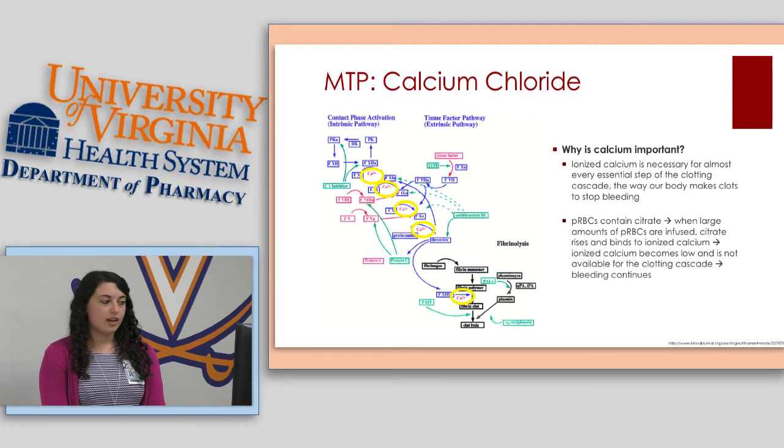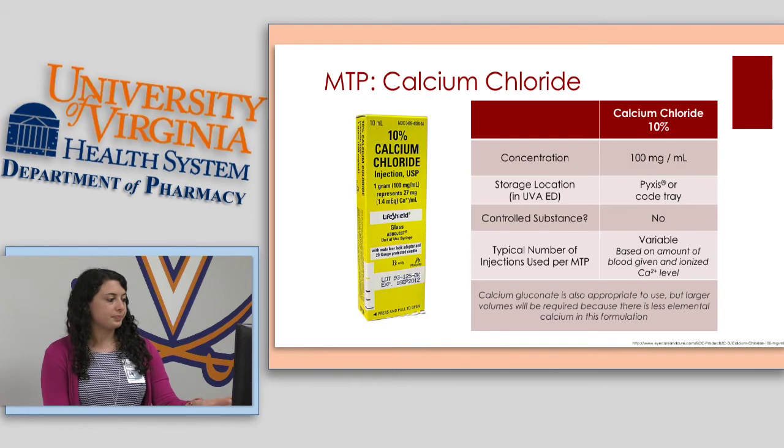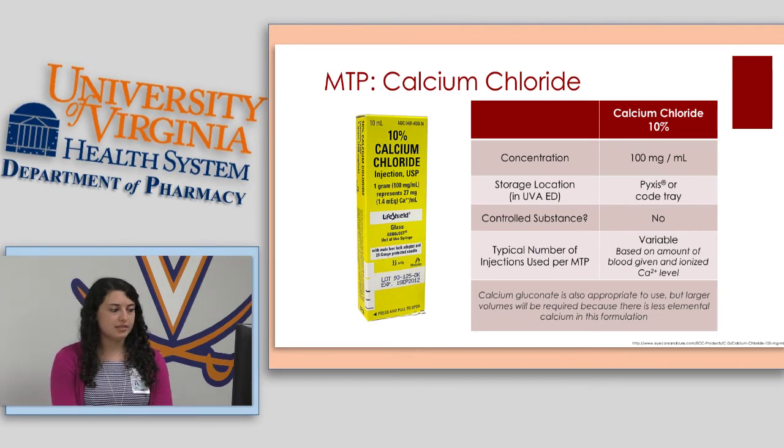So when we give calcium chloride to the patient, we are replacing that ionized calcium store, and then they are able to continue down the clotting cascade, and the bleeding will stop. And so this yellow box is the same box you would see in our code carts, and this is what we would use in this situation as well, so the 10% calcium chloride.